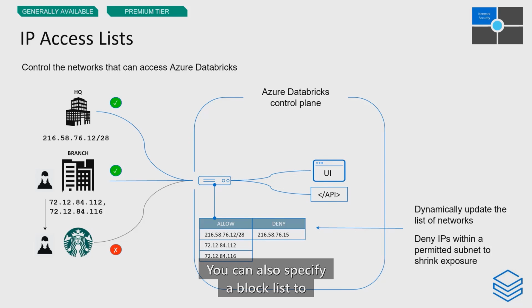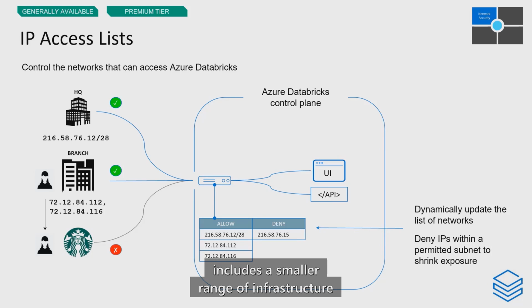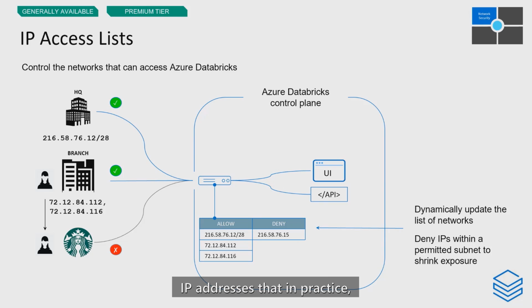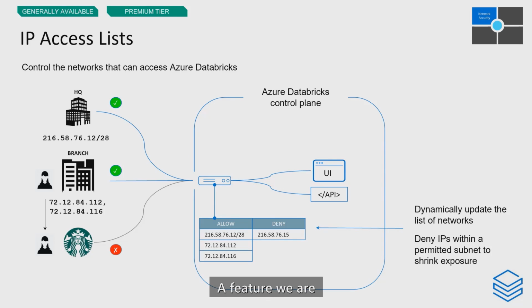You can also specify a block list to block a subset of IPs from the allow list. You might use this feature if an allowed IP address range includes a smaller range of infrastructure IP addresses that in practice might be outside the actual secure network perimeter.